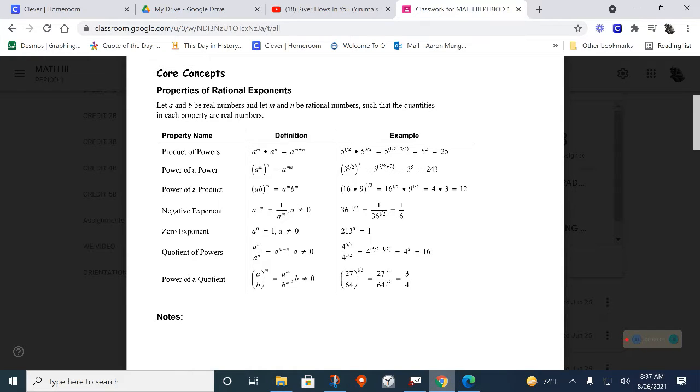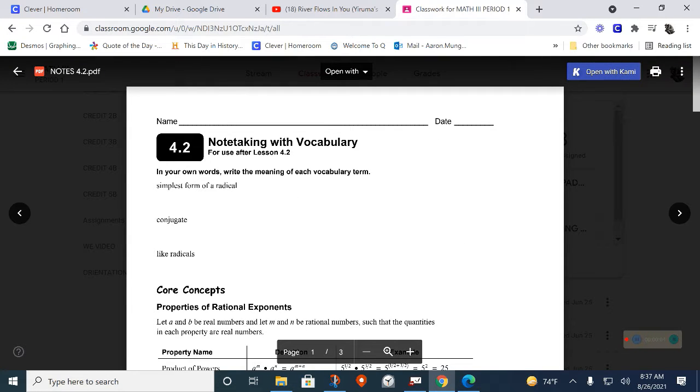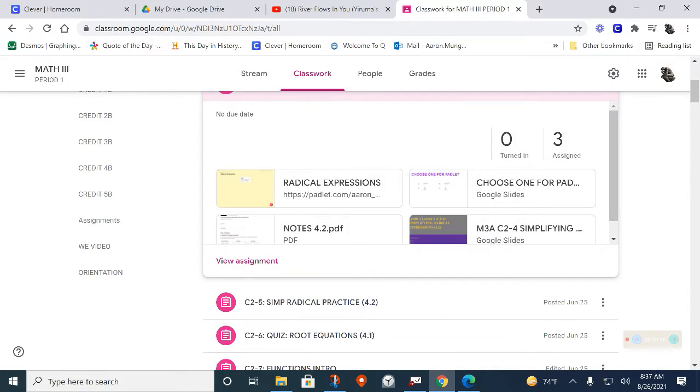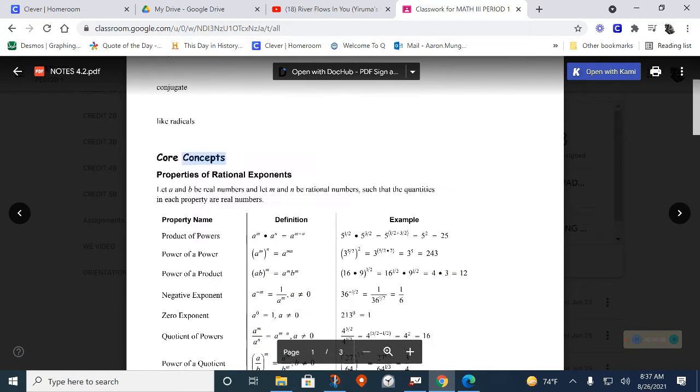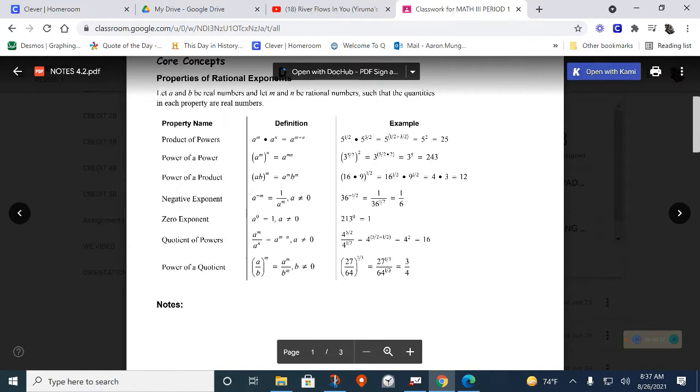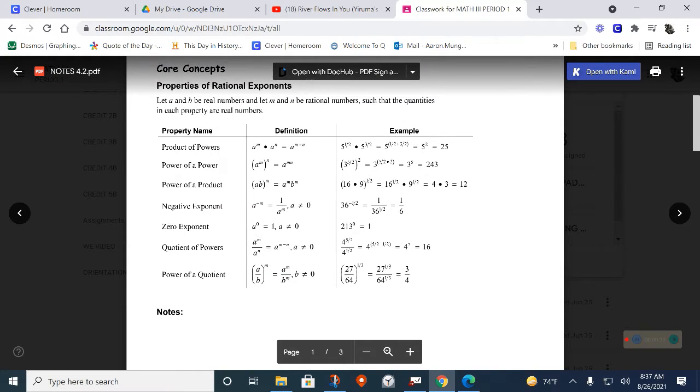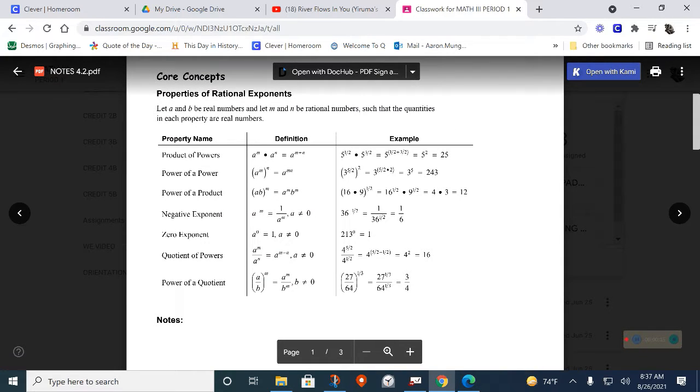So everyone's on C24. Open up the note guide. It looks like this. The notes on 4.2. Scroll down a little bit on the first page and have this on your screen. It says the properties of rational exponents.